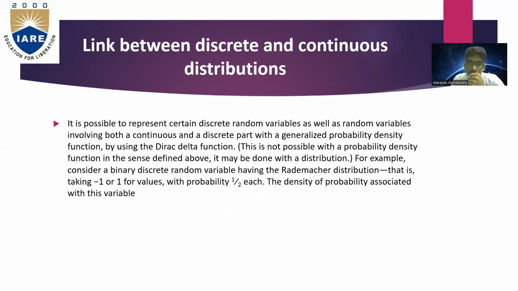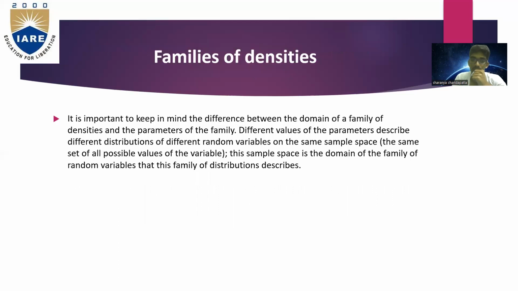The density of the probability associated with this variable. So this is the link between the discrete and the continuous distributions. It is possible to represent certain discrete random variables, as well as random variables involving both a continuous and discrete part, with a generalized probability density function by using the Dirac delta function. This is not possible with a probability density function in the sense defined above. It may be done with a distribution. For example, consider a binary discrete random variable having the Rademacher distribution, taking -1 or 1 for values with probability 1/2 each. The density of the probability associated with this variable.